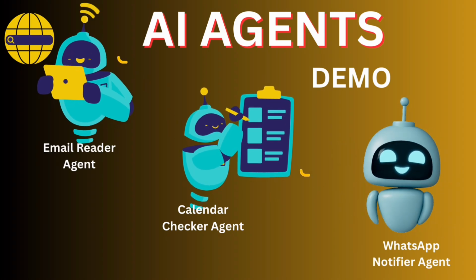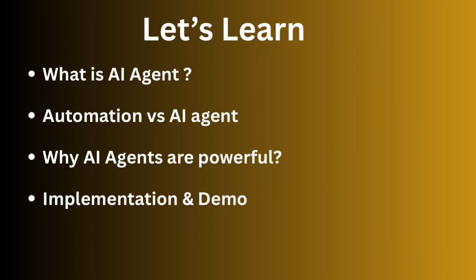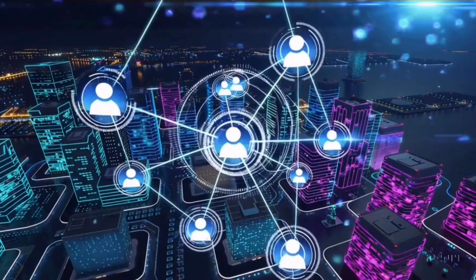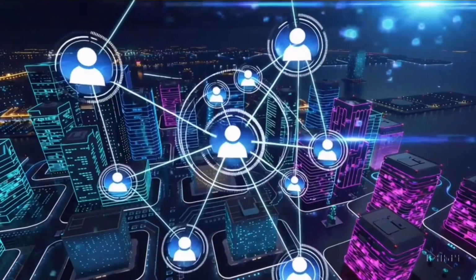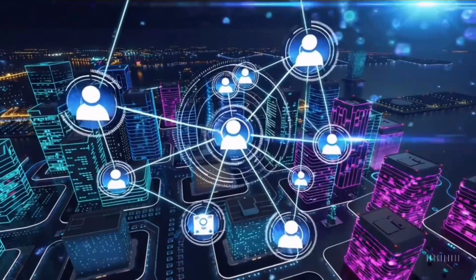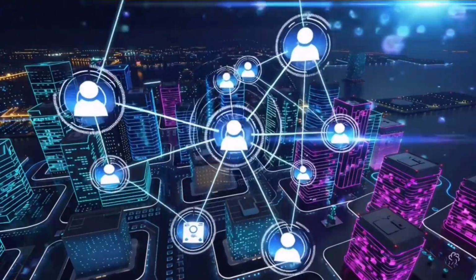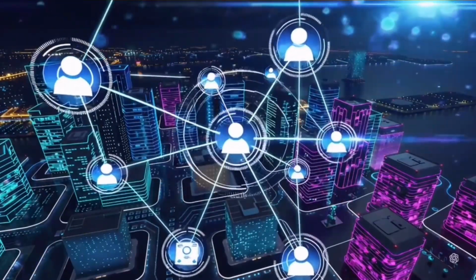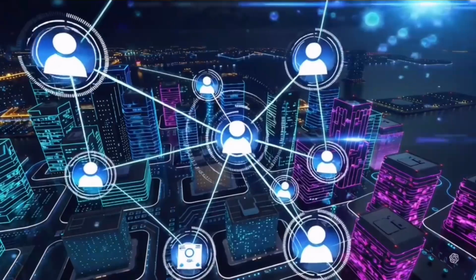Let's explore what an AI agent is, the difference between automation and AI agents, why AI agents are powerful, and implementation and demo. AI agents are intelligent programs that don't just follow instructions. They pursue goals, reason, and act. They can make decisions, use tools, and complete tasks, often without any human intervention. They act like digital teammates.